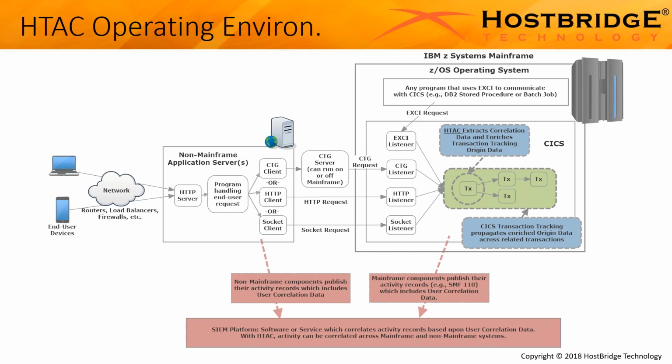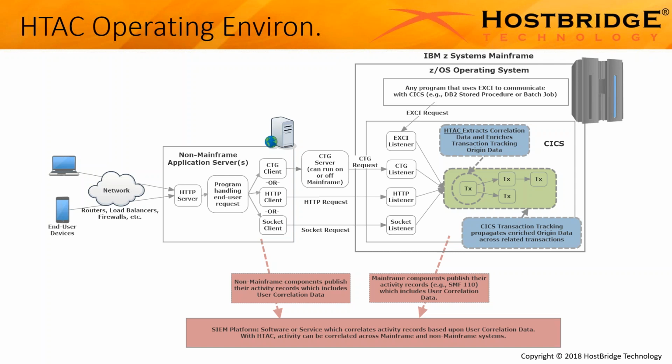It's magic to us. Now, the premise here, of course, is that we're going to contribute data out to the SIEM platform. So on the left side, you see non-mainframe components publishing their activity records, and we're going to assume that that activity record is going to include some bit of correlation data, and hopefully the same correlation data that was sent to the mainframe and extracted by CICS or by Hstack. Then, of course, we see the mainframe components publish their activity records, and that could be in the form of SMF 110 records, but they would also then include the user correlation data. Now, once the SIEM platform has all that, then correlation can be achieved between what goes on outside the mainframe and what goes on inside the mainframe.